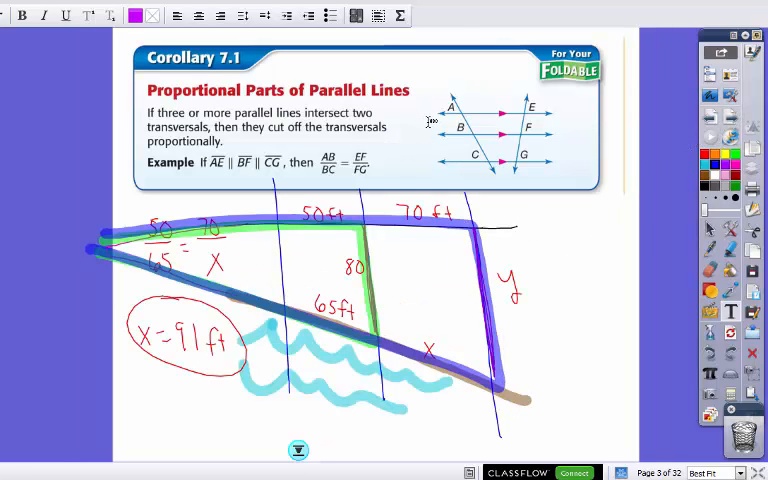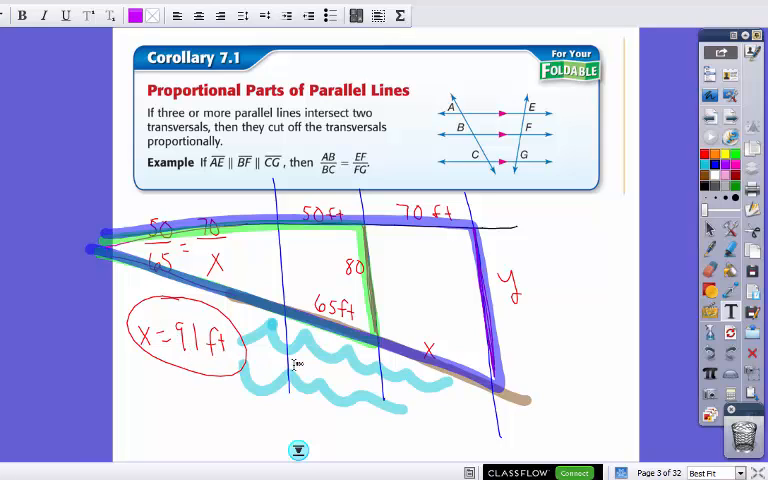Whenever you have parallel lines, what you can basically do is set up the things that are across from each other as a proportion to figure out missing parts of the sections. You don't have to work with a whole triangle, you're just working with the parts. So here, the 50 feet on top can go over the 65, and then the 70 on top can go over the x. Cross multiply, and you're going to get your value of x.